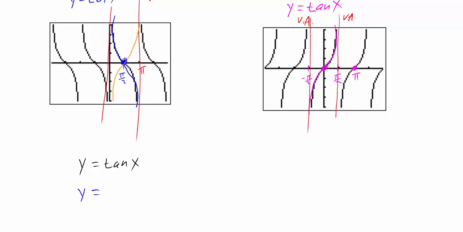So the question is, how do we get this particular reflection? Well, that means we need to put a negative. In order to get the reflection, we're going to put a negative in front of the cotangent function. Remember, a negative in front gives us the reflection, just like we saw in the sine function and cosine function.